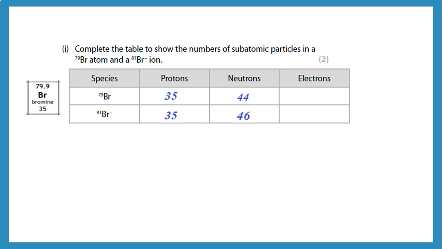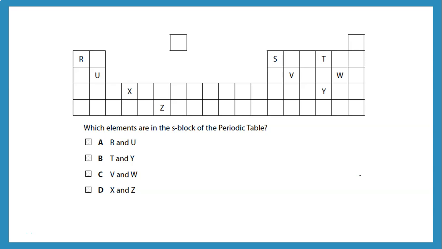Now, what about the number of electrons? If it is an atom, the first one in the table is an atom, so the number of electrons is the same as the number of protons. But the second one has Br minus. It's an ion. And when it is minus, what does that mean? It means it has gained an extra electron. So instead of having 35 electrons, it now has 36 electrons.